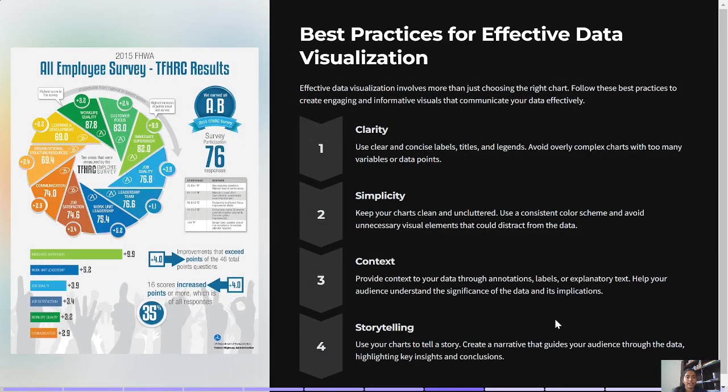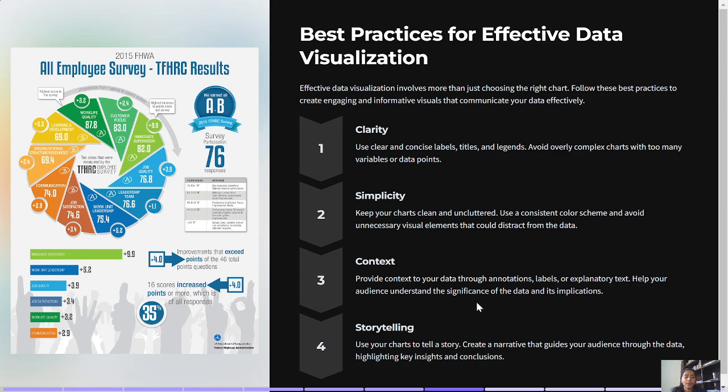Coming to the best practices for effective data visualization. Effective data visualization involves more than just choosing the right chart. Follow these best practices to create engaging and informative visuals that communicate your data quickly. Clarity. Use clear and concise labels, patterns, and legends. Avoid overly complex charts with too many variables or data points.